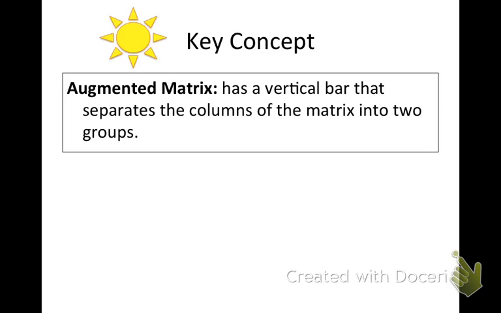So an augmented matrix has a vertical bar that separates the columns of the matrix into 2 groups. For example, if I made a 2 by 2 over here of, let's say, 1, 2, 3, 4, and then I put a bar and put 5, 6 over here, that would be an augmented matrix. I have the vertical bar that's separating your columns into 2 groups. It just so happens that my group over here is a 2 by 2, my group over here is a 2 by 1. Why would you do that?